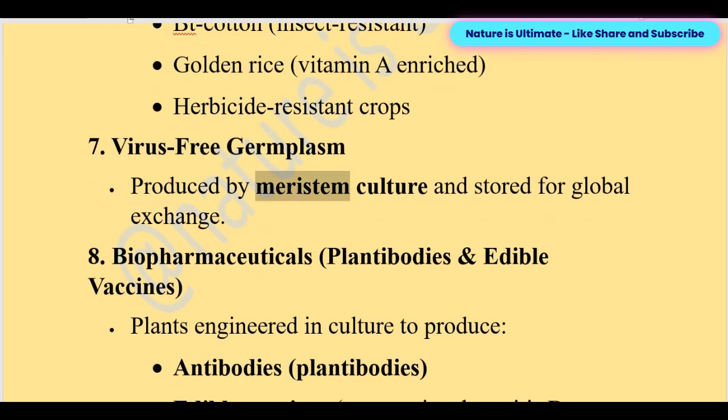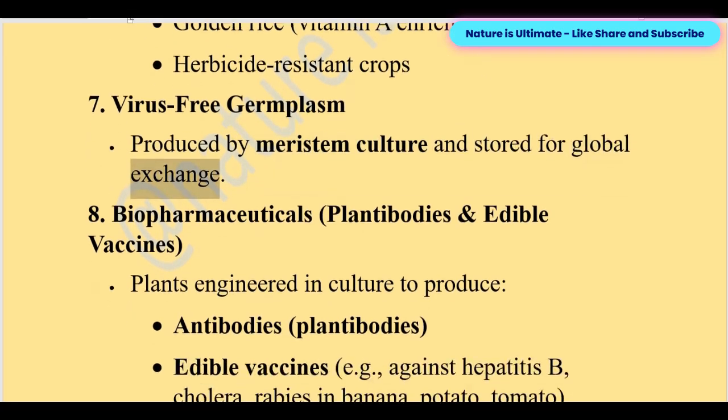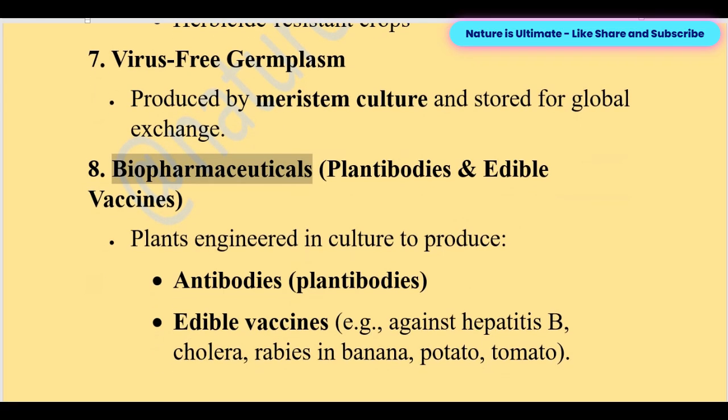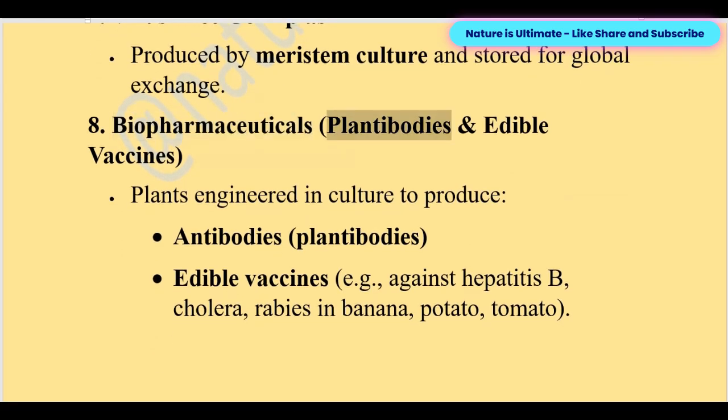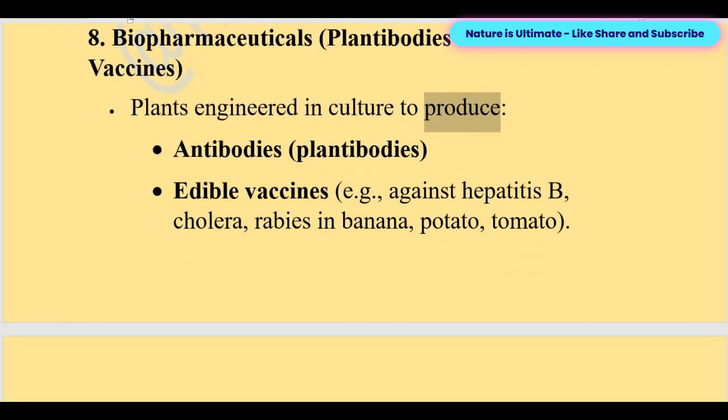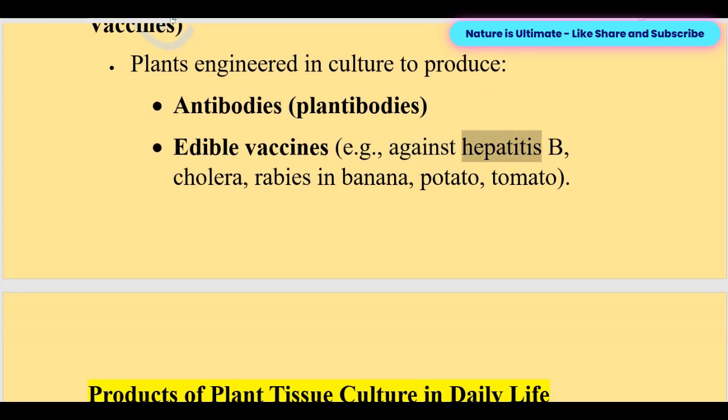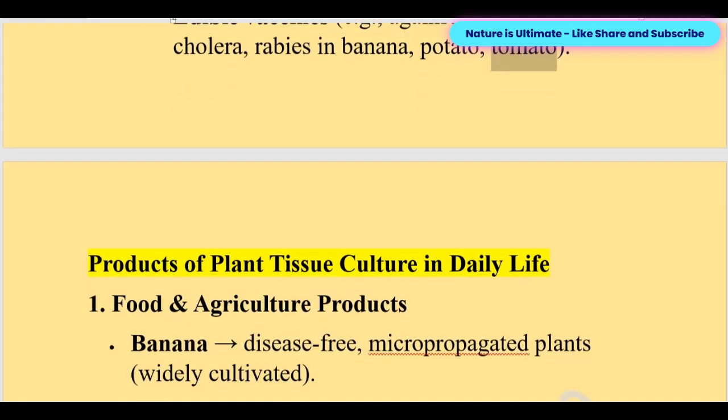Seven, virus-free germplasm. Produced by meristem culture and stored for global exchange. Eight, biopharmaceuticals, plantibodies and edible vaccines. Plants engineered in culture to produce antibodies, plantibodies. Edible vaccines, example against hepatitis B, cholera, rabies in banana, potato, tomato.